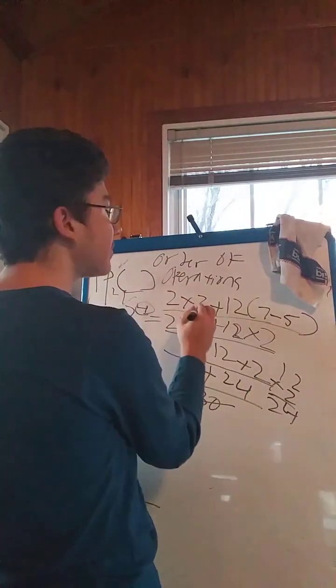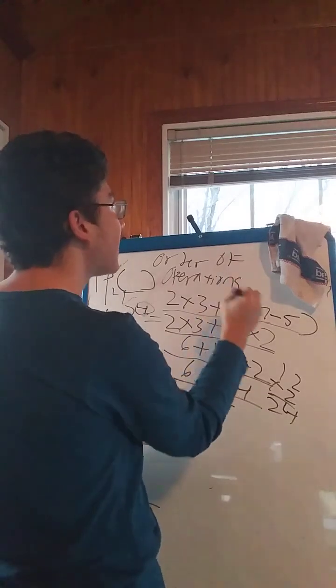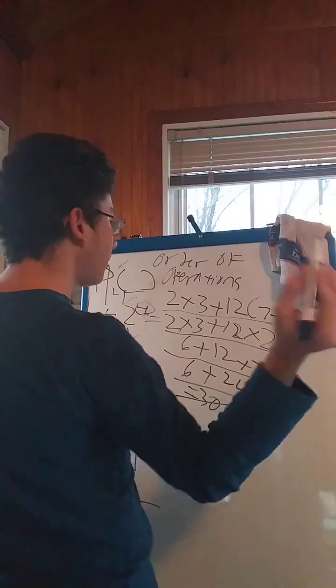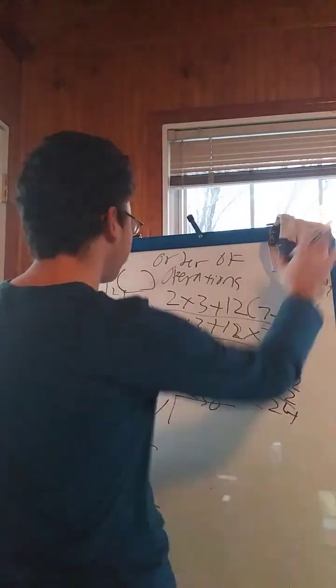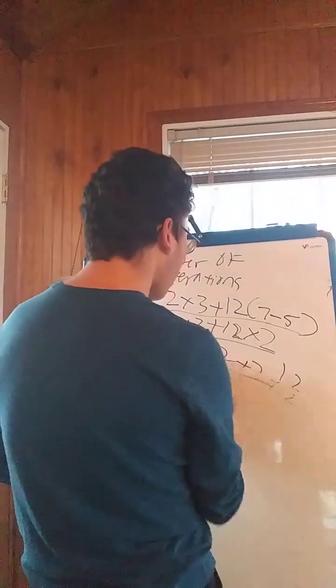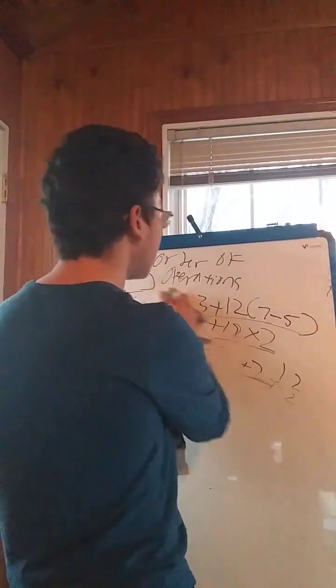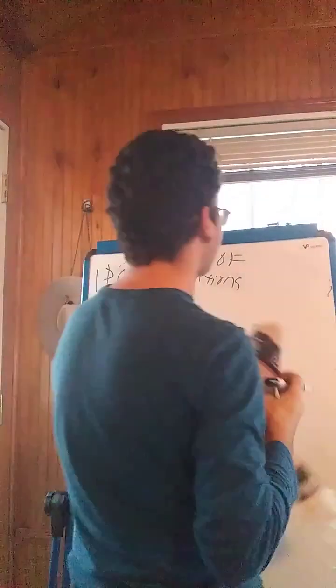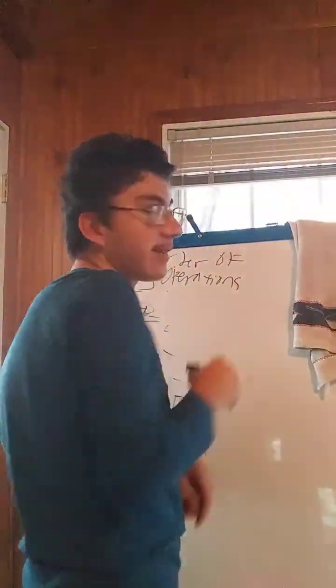So 2 times (3 plus 12), parentheses, 7 minus 5, would narrow down to 30. So now you can see how that works. So now we're going to do just one more example. I like even numbers.